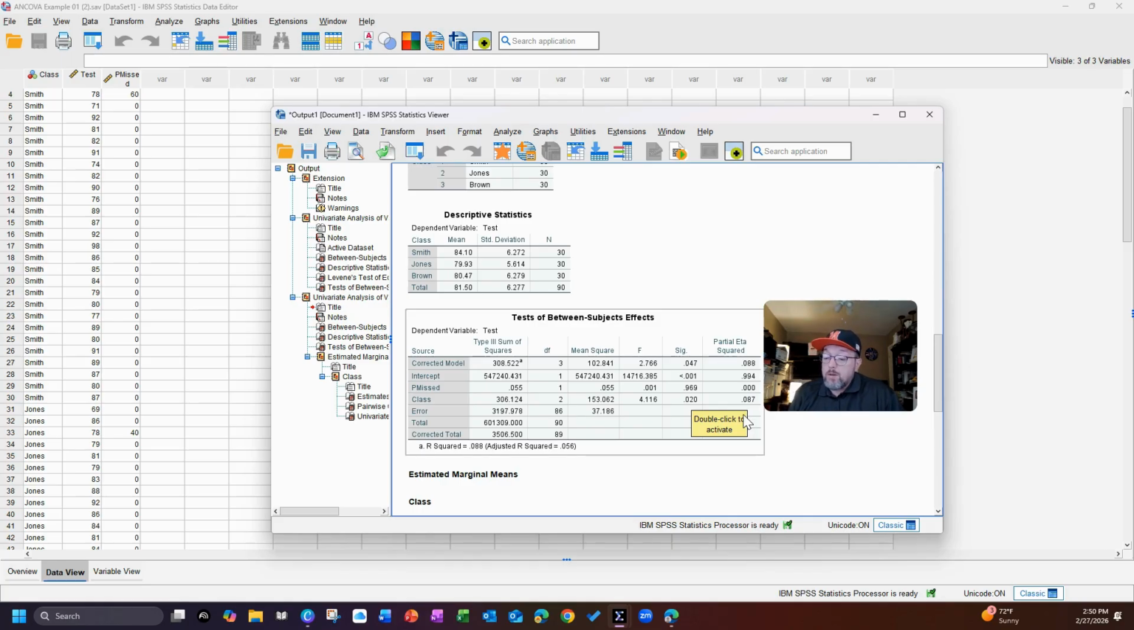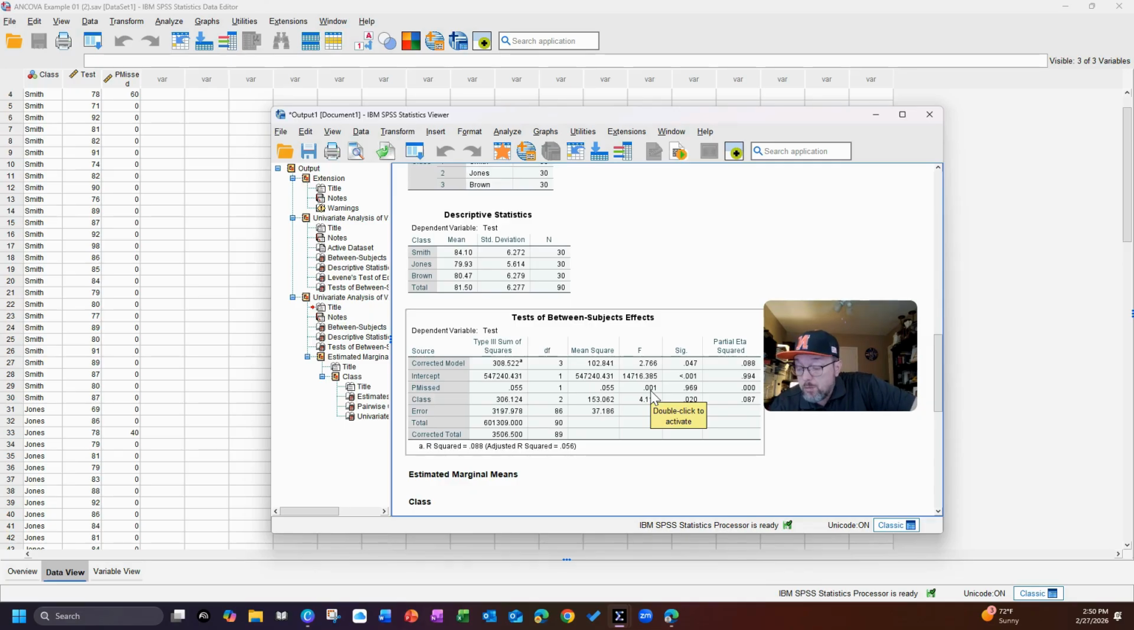The covariate periods missed was not a significant predictor for test scores in this sample. F of 1, 86 equals 0.001, and a p of 0.969 with a partial eta squared of essentially 0, right here on this side, periods missed. All right.